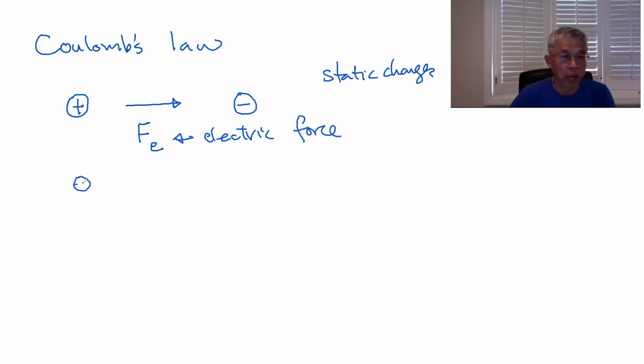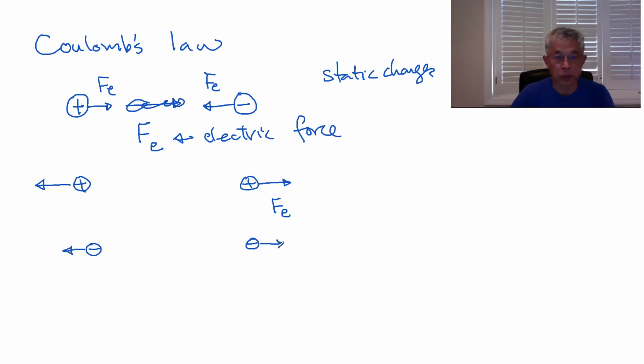And if you have two positives, well, I should draw it this way. It will be going this way, and for this charge, it will be going this way. In this case, same thing here. This will be going this way, and this will be going this way. And negative, negative too. So negative, negative will be going this way and this way.